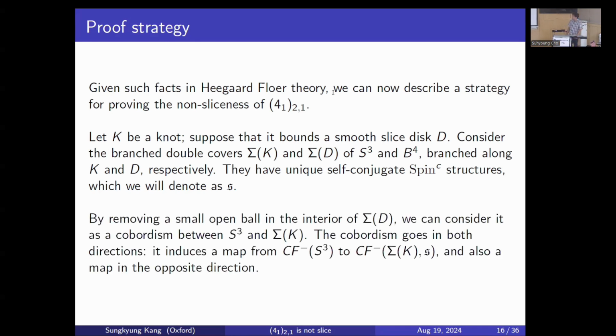Okay, by removing a small open ball in the interior of Sigma D, you can consider it as a cobordism between S3 and Sigma of K. And this cobordism goes in both directions because it's just a smooth manifold. So it induces a map from CF minus of S3 to CF minus of Sigma K with the spin structure, and it can also be considered as a cobordism in the opposite direction, so it will also induce a map from CF minus of Sigma K back to CF minus of S3.